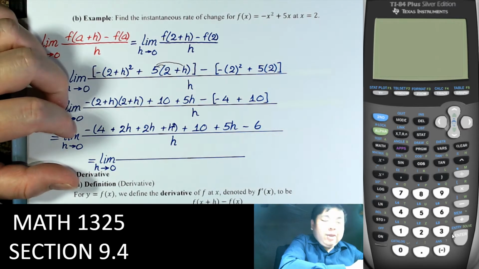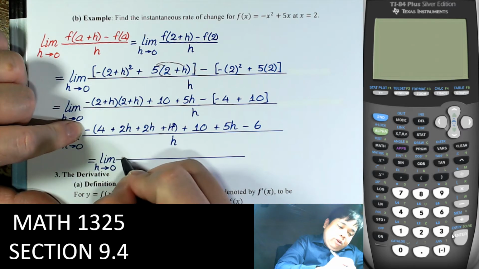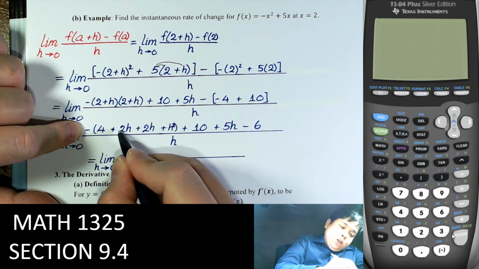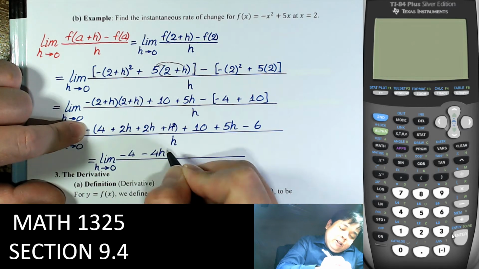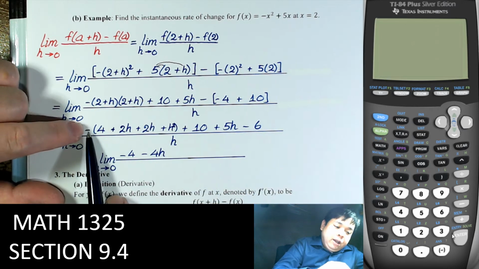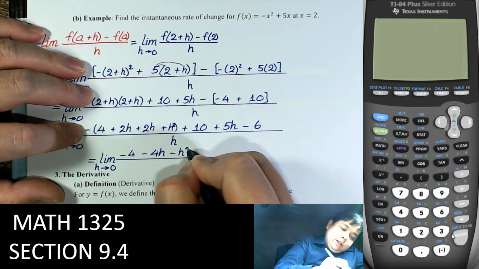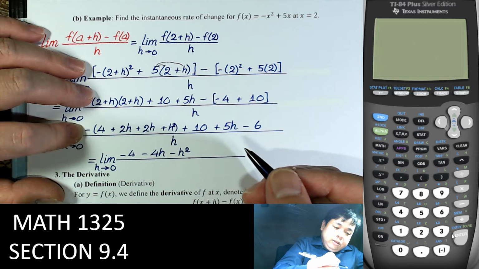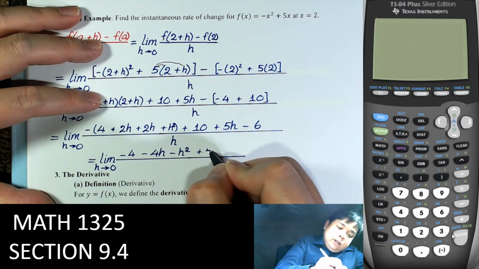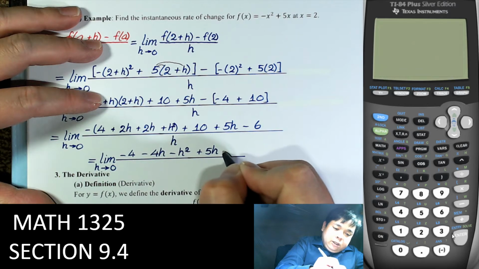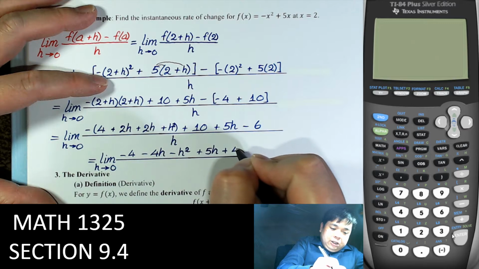Right. Now, negative 4. This negative distributes to everything. Negative 4. 2h and 2h, that's 4h. And the negative h squared. And 10 minus 6 is 4, so plus 5h plus 4, over h.